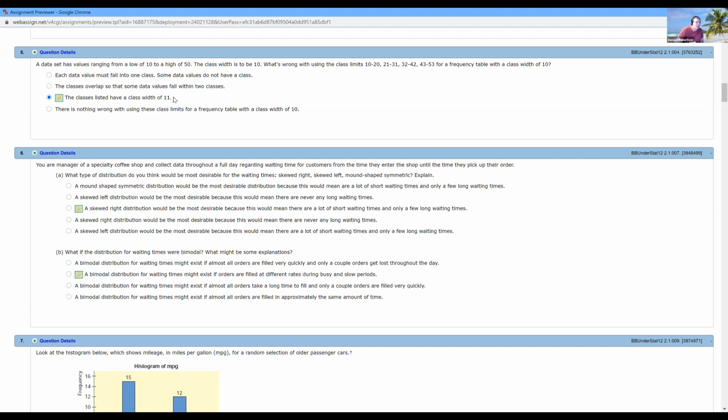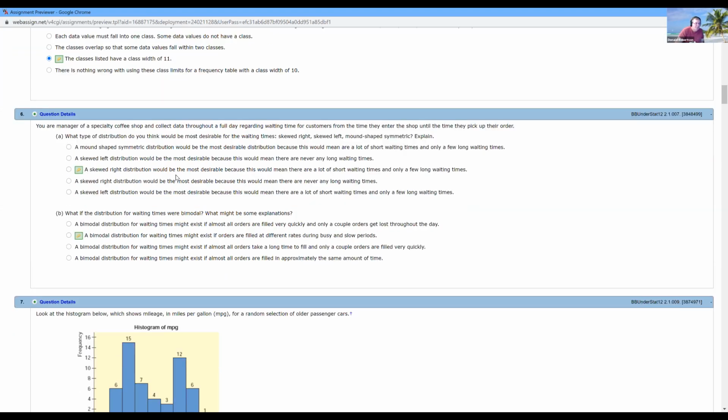The class width, if you like, is how many numbers are in my group. There is 11 distinct whole numbers in that group. And not like this section at all.